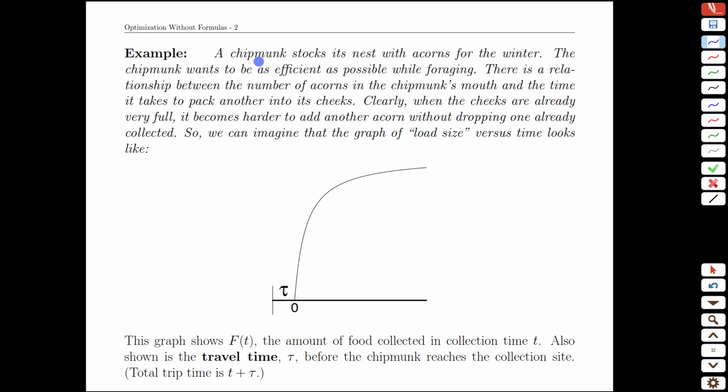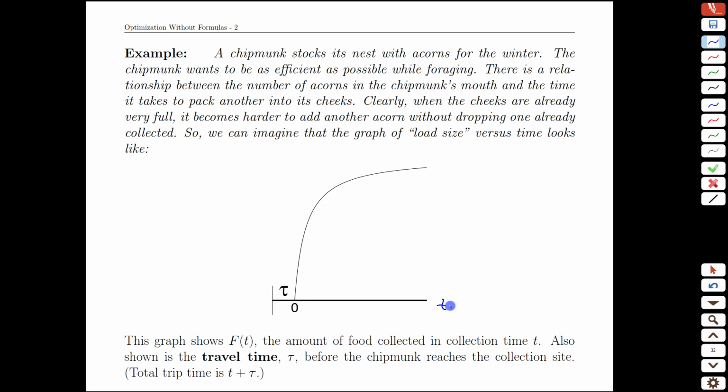Here is a scenario we're going to consider. Imagine a chipmunk which is stocking its nest with acorns. The way chipmunks do this is they run out and grab acorns and then bring them back to their nest. One of the challenges they face is they can collect more acorns on a trip by stuffing their cheeks more and more full. But diminishing returns kick in after a while, and we can see this in this graph here.